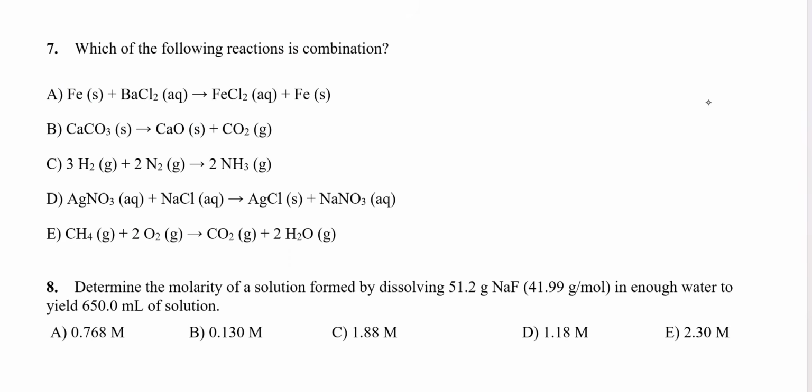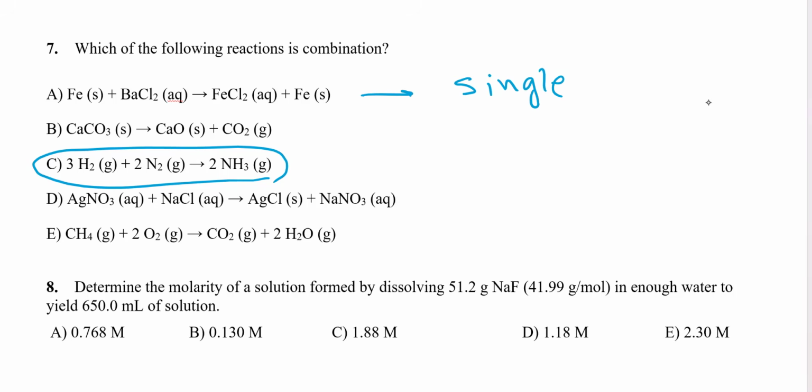Question 7. Which of the following reactions is a combination reaction? In a combination reaction, two compounds or elements combine and form one product. Based on that definition, the only one we can find here is C, where hydrogen and nitrogen combine and form ammonia. The first reaction is single displacement.